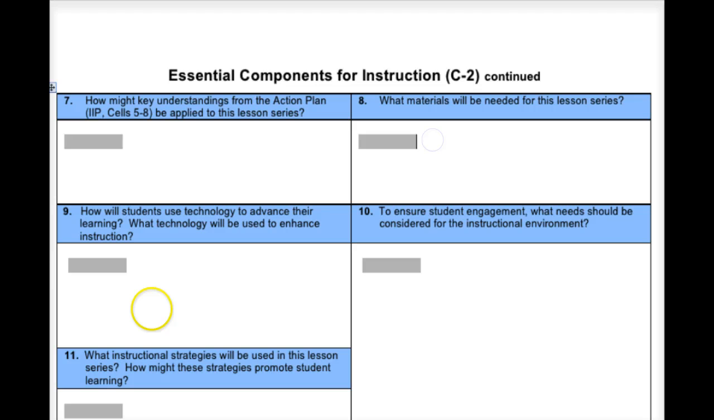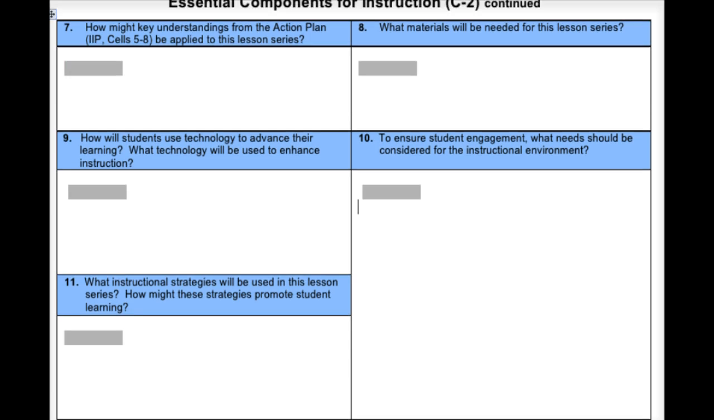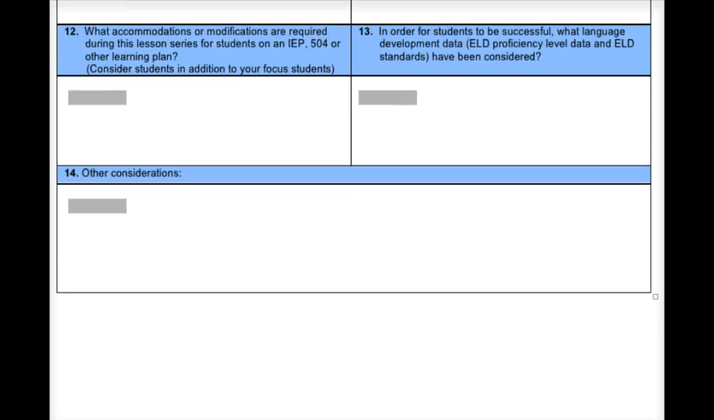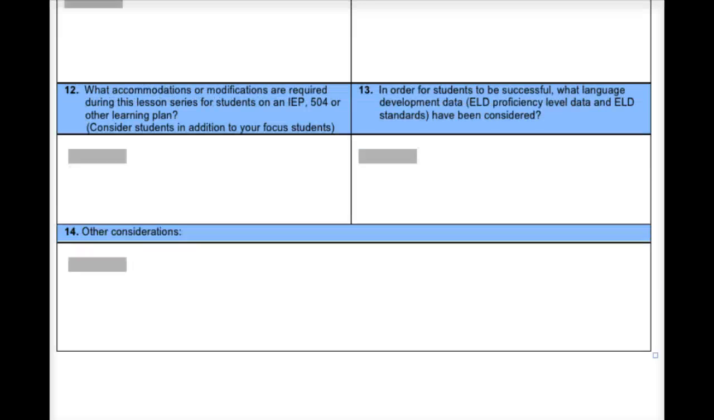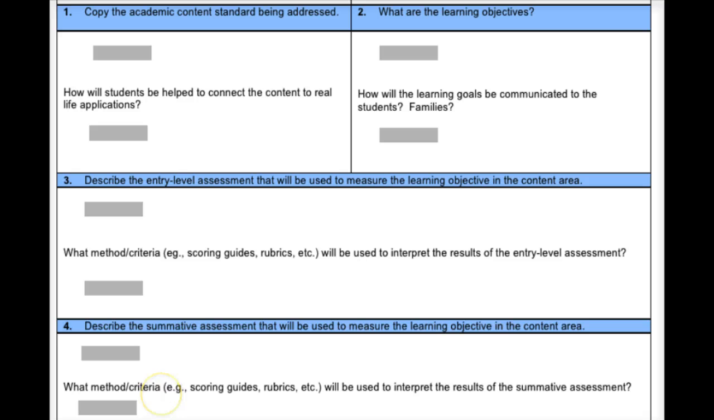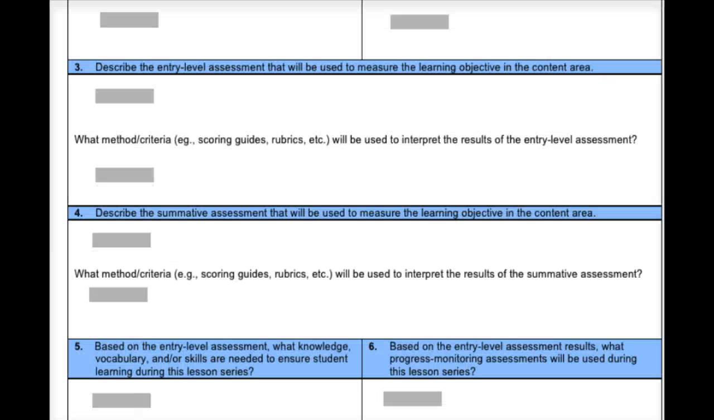What materials do we need? What technology will we use? How will we try to ensure that the students are engaged? What instructional strategies will we be using in this series? What accommodations, modifications? What language development data, CELT, etc., have we used in order to ensure that we're considering what will be most effective for our English language learners? Every portion of this planning document is important, but we're going to show a couple of areas of focus.